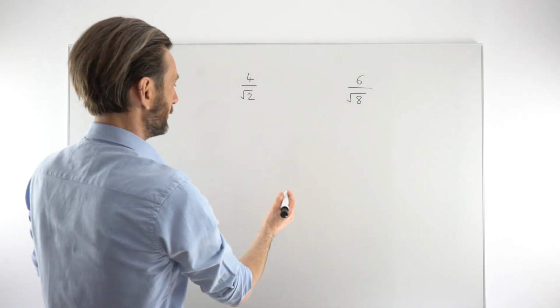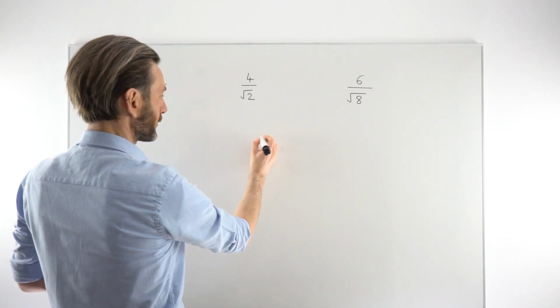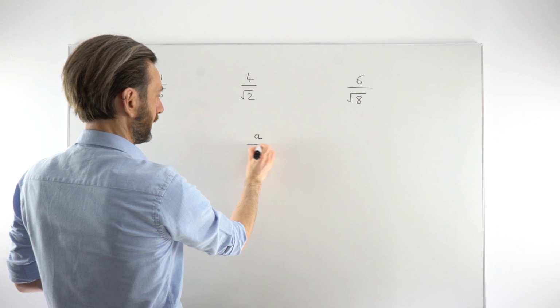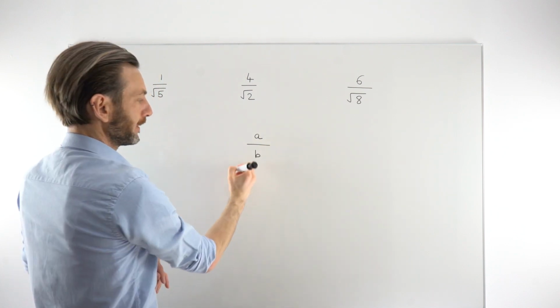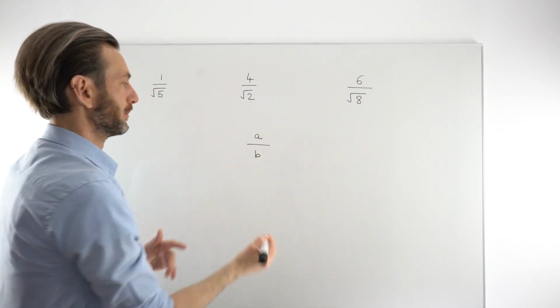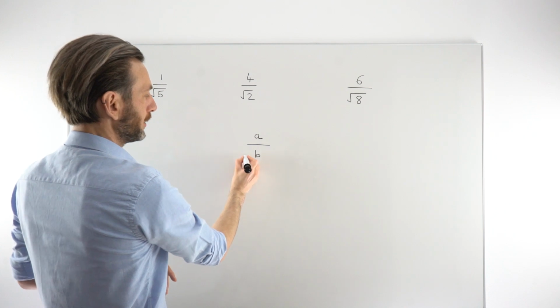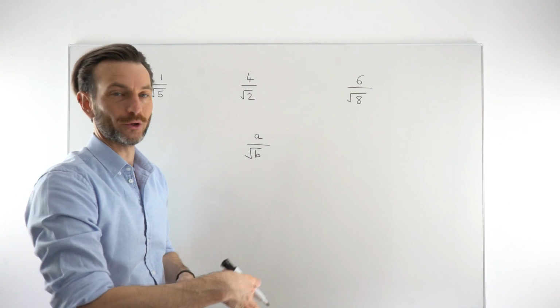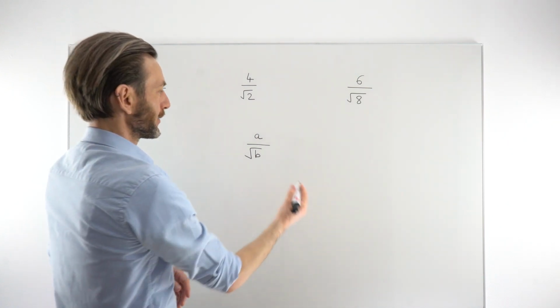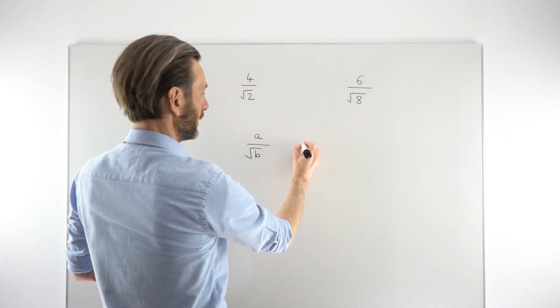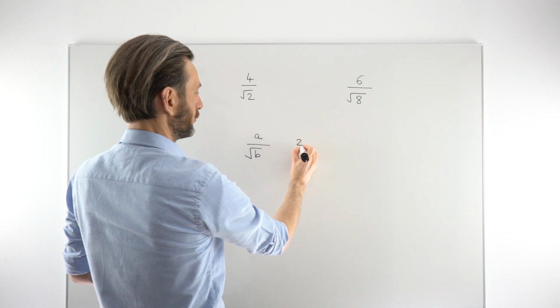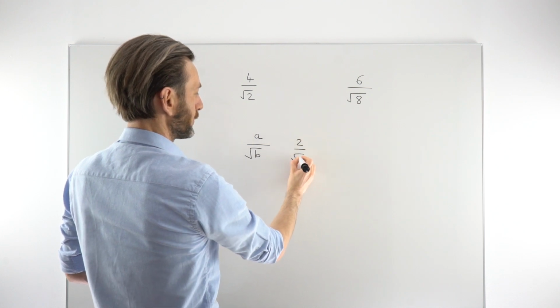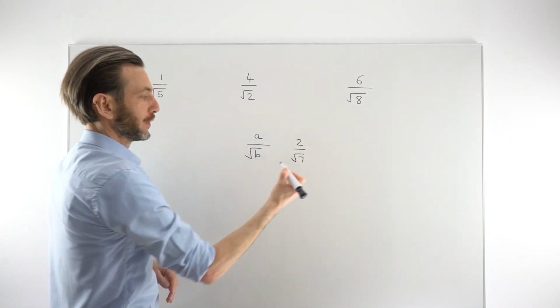So the way this is going to manifest is, you've got some fraction, let's say a over b, but the bottom is an irrational number. This is going to be an irrational, and that will be represented by some kind of root, but a root that you cannot actually take the square root of. So, for example, if we had something like 2 over root 7, the root 7 is an irrational number.